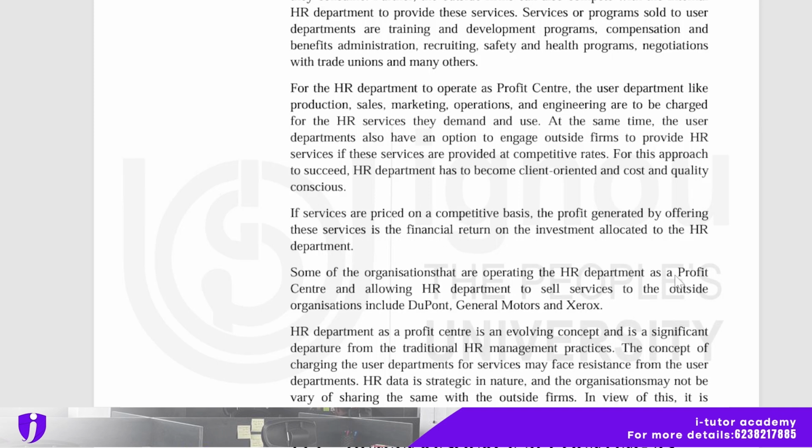And the HR department as a profit center is an evolving concept and is a significant departure from the traditional HR management practice. The concept of charging the user department for services may face resistance from the user departments, and HR data is strategic in nature, and the organization may be wary of sharing the same with outside firms. In view of this, it is challenging to implement this concept in many organizations.